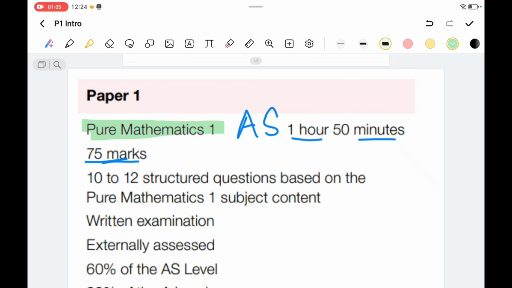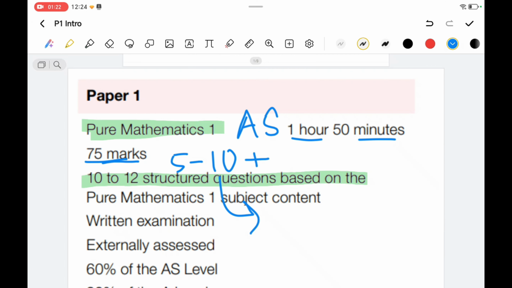It has 10 to 12 structured questions. Almost each and every chapter of the paper is covered in these questions. These may be of 5 to maybe 10 or more than 10 marks, minimum 5. These questions will have more than one part, and each part can have a sub part also. So basically a written examination.